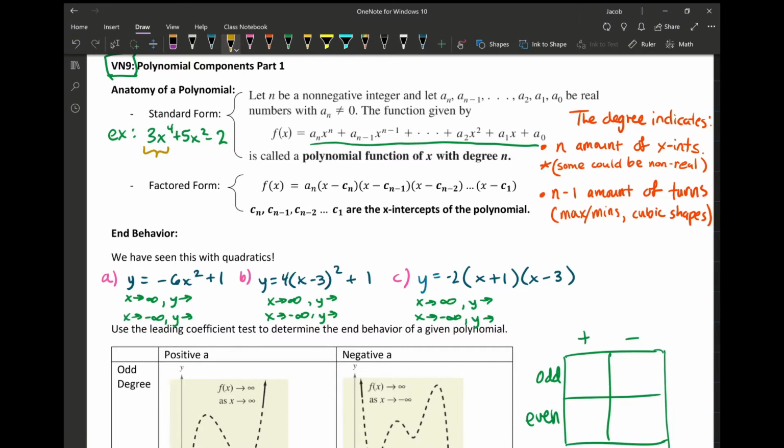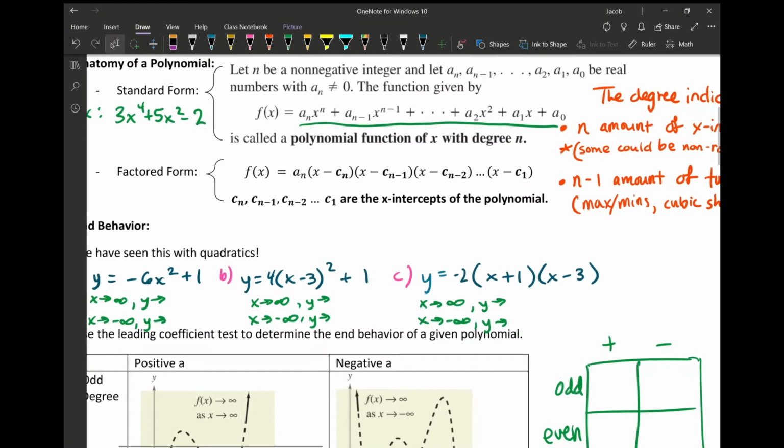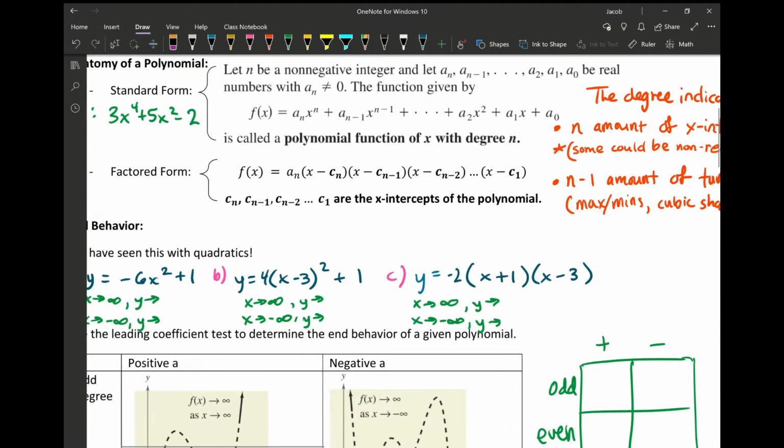You could also see a polynomial in its factored form with the x-intercepts given as these c values. And notice there's an n number of factors because we have n degrees in this polynomial. So this is the same polynomial written generically twice, just in two different forms.